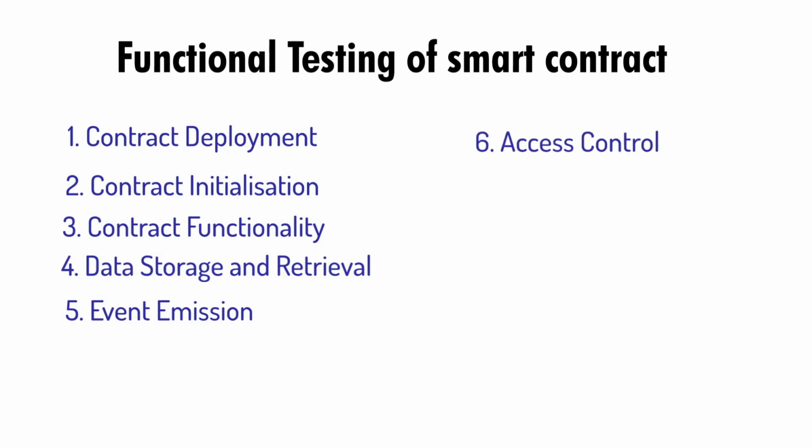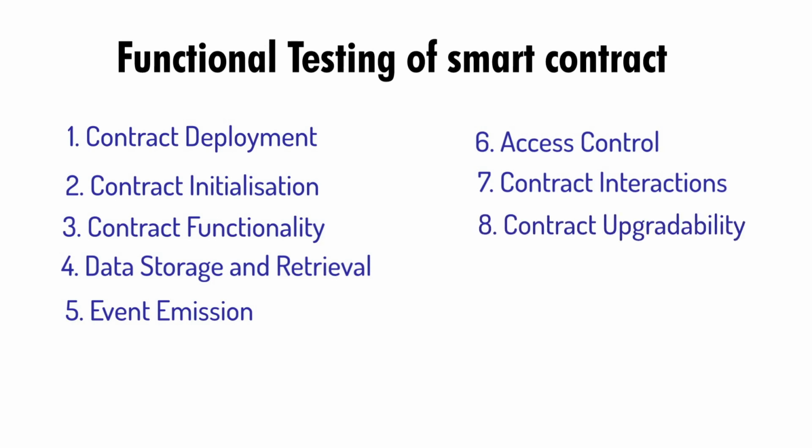Access control. Test different access levels and permissions defined in the contract. Verify that only authorized users or roles can perform restricted actions. And validate that unauthorized users are denied access to protected functions or data. Contract interaction. Test the scenarios where the smart contract interacts with other contracts or external systems. Then validate that the data or funds are transferred correctly between the contracts. Ensure that the contract handles external callbacks or function invocations appropriately.